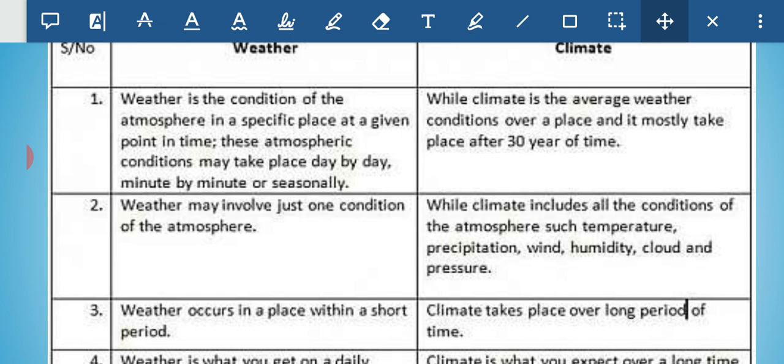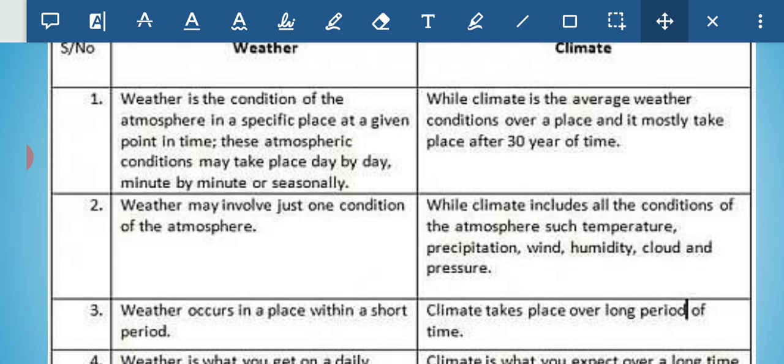Now weather may involve just one condition of the atmosphere, while climate includes all the conditions of the atmosphere. What does this indicate? Suppose it is summer and there is bright sunshine. So what is it? It is the temperature that is activating, one element. When it is cloudy, then another, that is the humidity part. When it is raining, then it is a precipitation part.